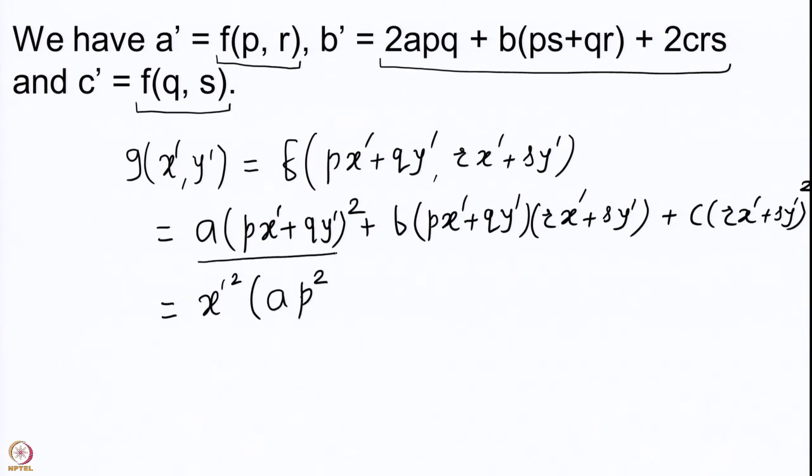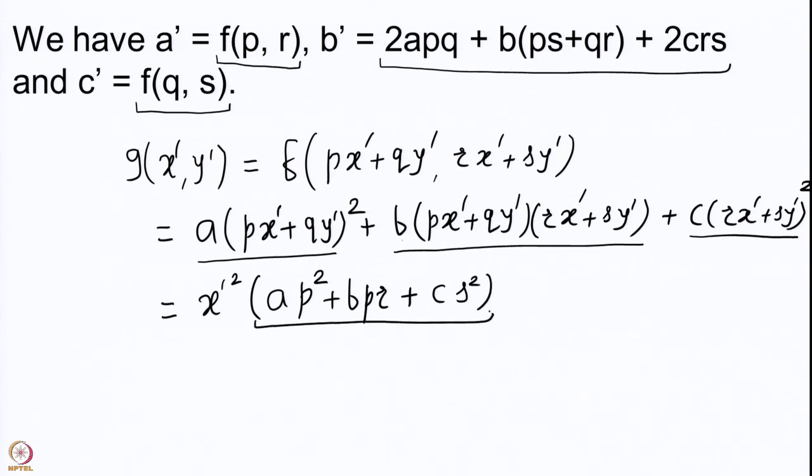From here we will get no such further term for x prime square. The term for x prime square coming from here will be b into p into r, and the term for y prime square coming from here will be c into s square. So, we immediately observe that this is nothing but the form f of p, r, given by the integers a, b and c on p comma r.